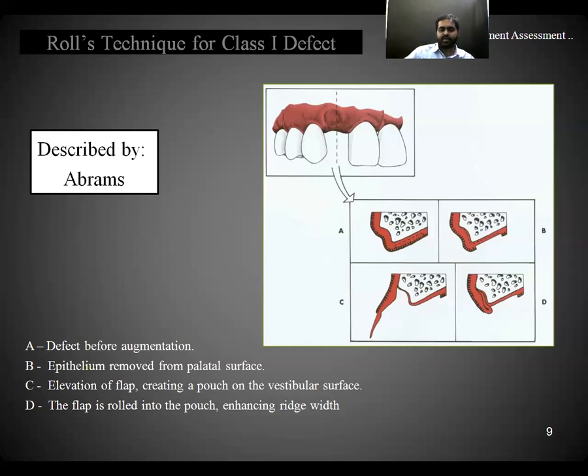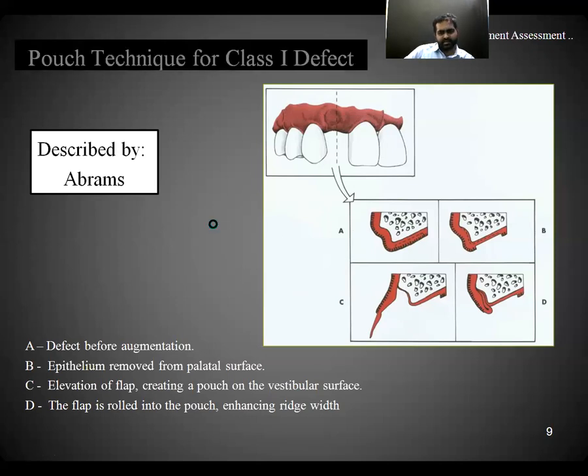Okay, what we do first, we visualize the defect. We give the incision. We basically remove the epithelial tags which are present on the palatal surfaces. Elevation of the flap is done. Flap is reflected as is given in diagram C. Then the flap is rolled down. We roll it down like your chapati. We roll it down and just suture it again. So it will enhance the width of your ridge, which is shown in diagram D. But we do not do anything regarding the bone.